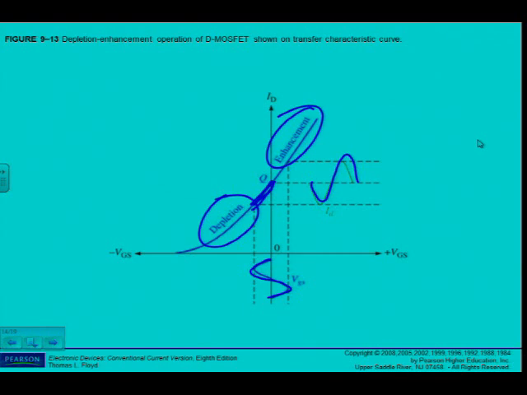And ID decreases. The positive swing in VGS produces an enhancement mode and ID increases. So I can see the two sections that it works in. Note that the enhancement mode is to the right of the vertical axis and the depletion mode is to the left. The DC analysis of this amplifier is somewhat easier than for a JFET because ID is equal to IDSS at VGS equal to 0, as we can see on that curve. Anyway, the AC analysis is the same as for the JFET amplifier.